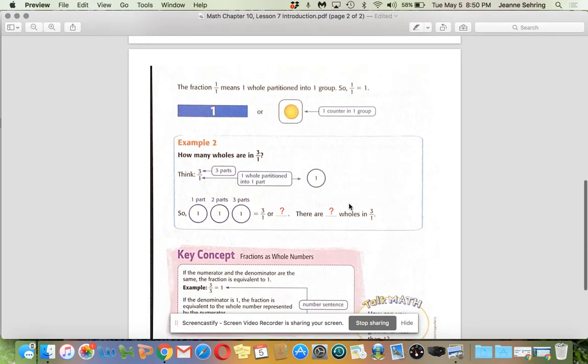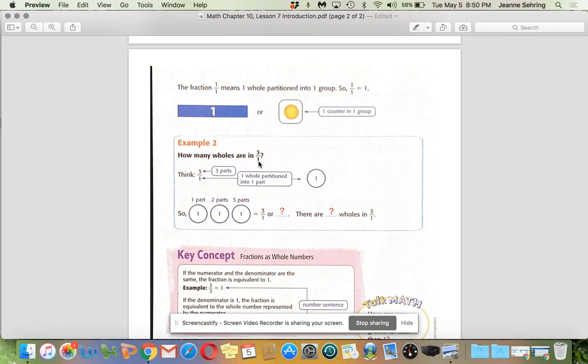Now, let's think about something different. What if I had 3 parts that each one was partitioned into a whole by itself? So it's actually like 3 wholes that are each in one part. The bottom tells us how many parts there are. So I know that there's one part per object. I'm just going to use the word object. There's one part per object, but there's 3 of them.